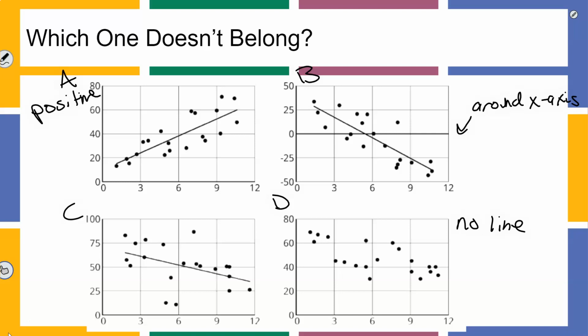That's really it. Why would C not belong? Yeah, so the line of best fit is not its best fit. They're not close together. So not line of best fit, that's what that stands for. The dots are more scattered. Right? Any other reason any of these would not belong?